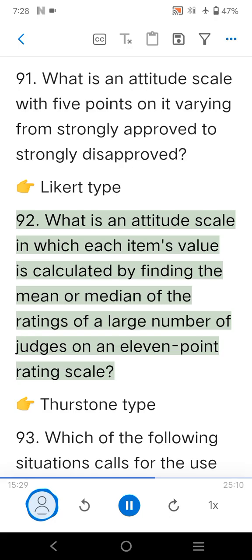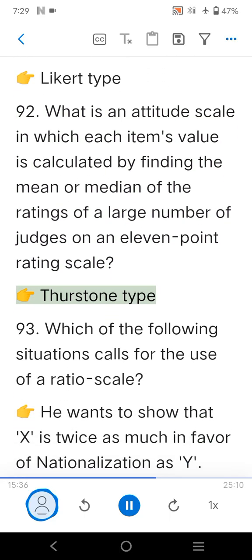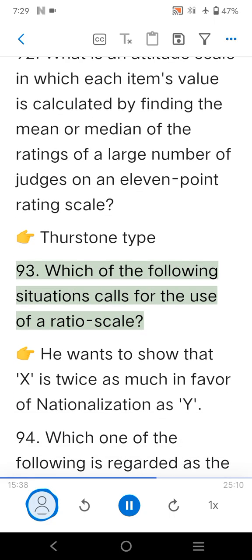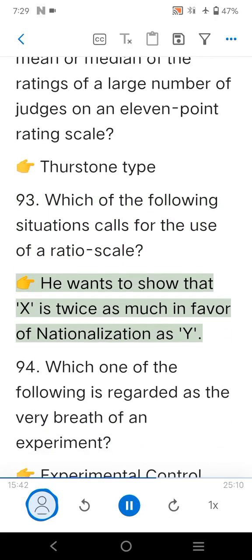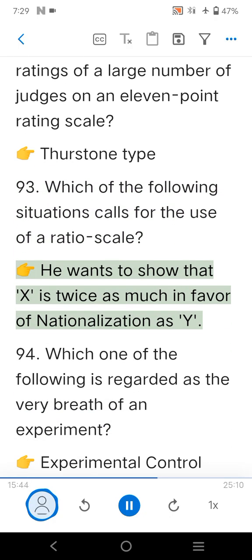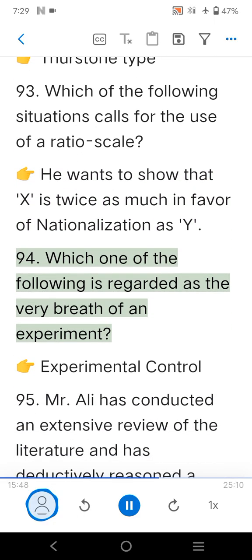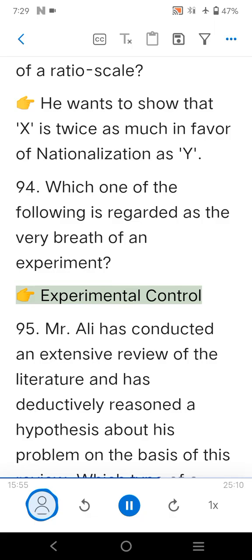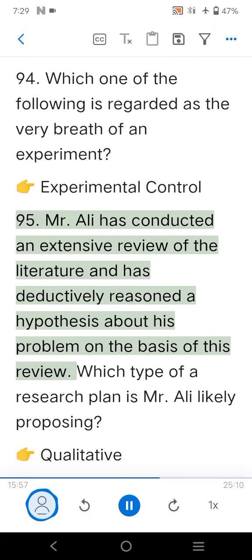92. What is an attitude scale in which each item's value is calculated by finding the mean or median of the ratings of a large number of judges on an 11-point rating scale? Thurston type. 93. Which of the following situations calls for the use of a ratio scale? He wants to show that X is twice as much in favor of nationalization as Y. 94. Which one of the following is regarded as the very breath of an experiment? Experimental control.